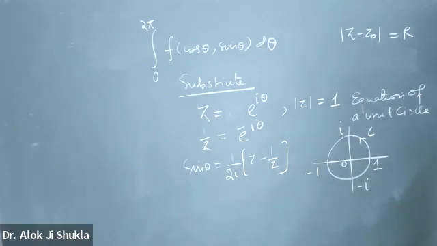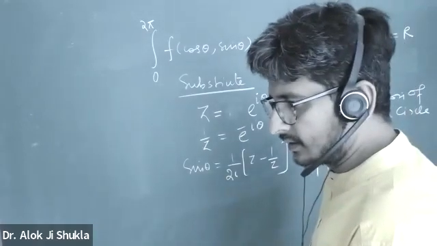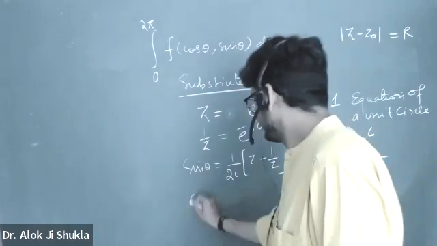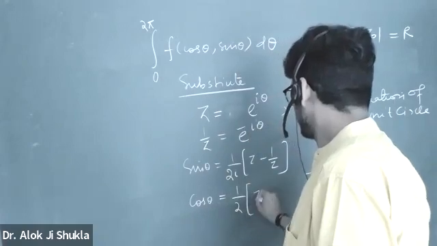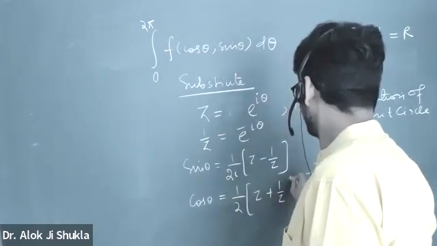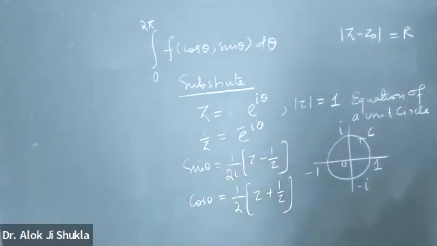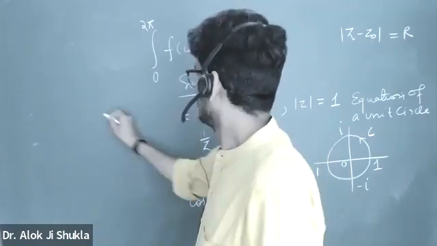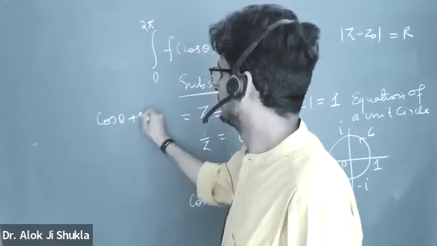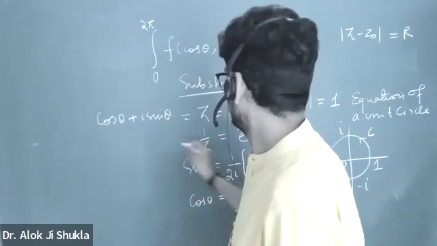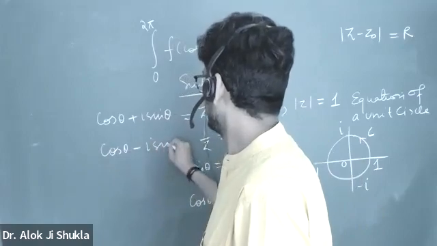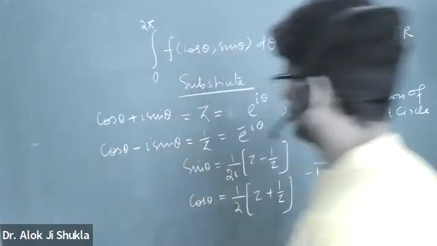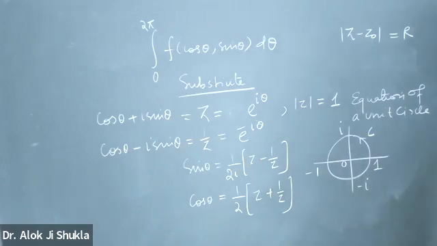Using this definition, cos theta will be 1 by 2, z plus 1 by z. Right? If you open it using Euler's equation, e to the power i theta will be cos theta plus iota sin theta, and e to the power minus i theta will be cos theta minus iota sin theta. It will go like this. You add and subtract and you will get this.